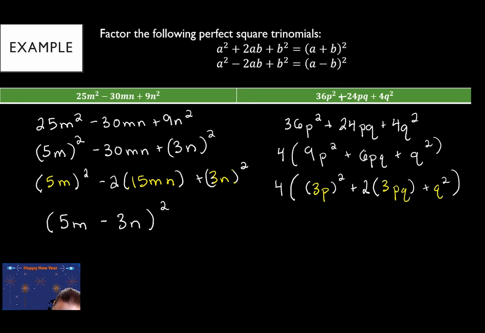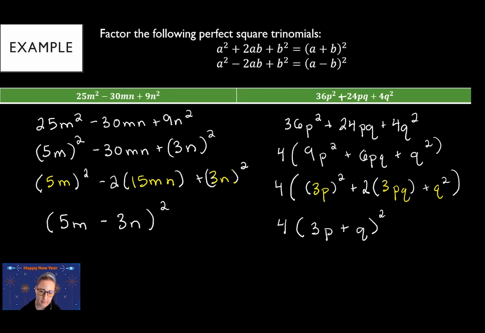Factor, no. So when we do the perfect square trinomial with this 4 in front, the 4 stays there. And then we have 3P plus Q squared as our final answer. Now if you look at it, the 3P and the Q, there's no number in common. So that tells us, okay, we did indeed factor as much as we could.